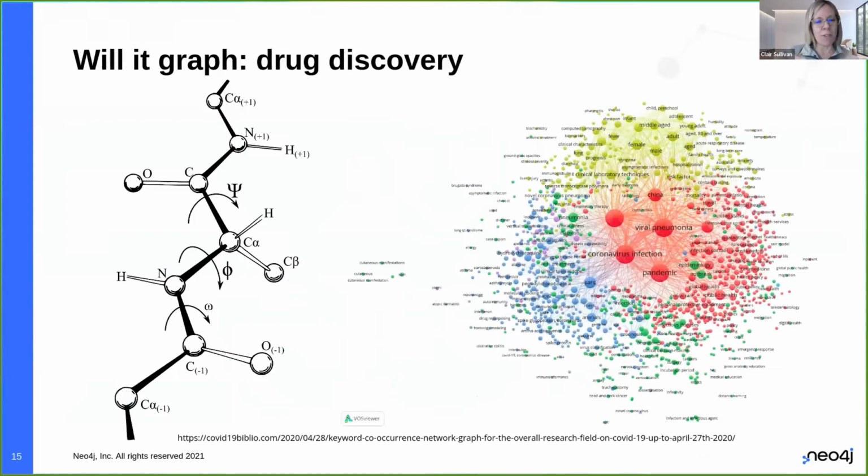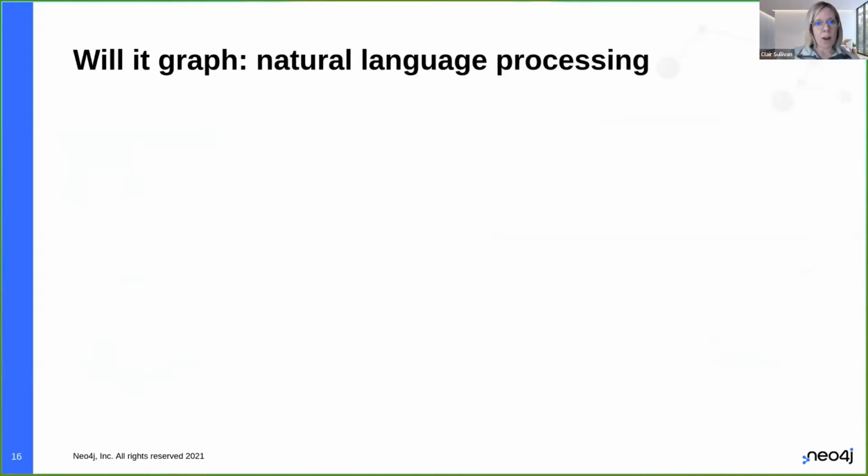Okay, and I have two different graphs here. First, on the left, I've got molecules, and molecules, I mean, they even look like graphs. They're a graph. On the right is a look at peer-reviewed journal articles around coronavirus. Of course, we're all just so excited to see another data set around coronavirus, but we can get into the weeds about what that data set actually is and how it's graphed. But yeah, drug discovery, absolutely, will graph.